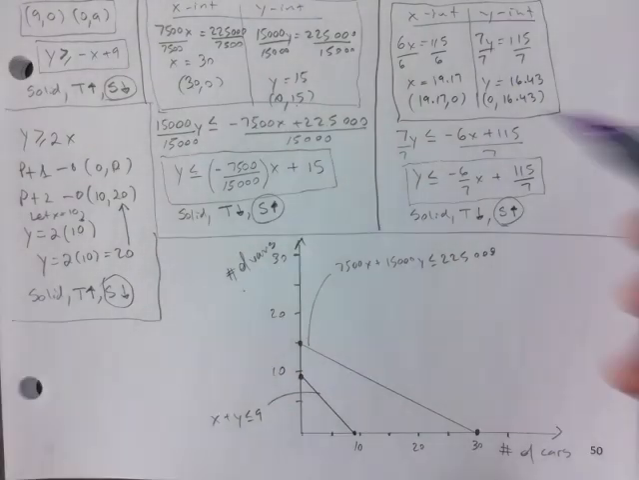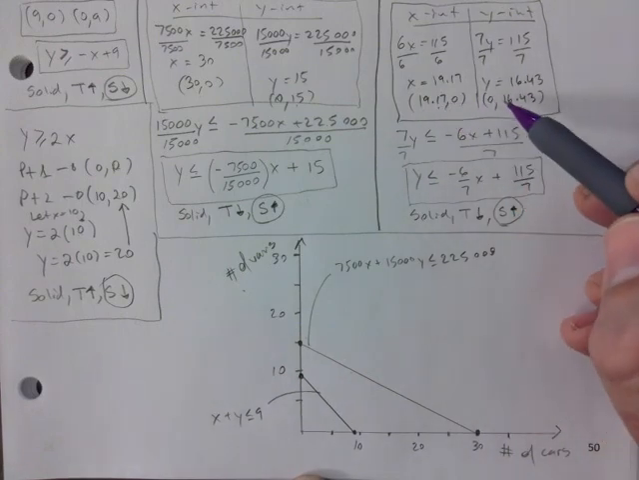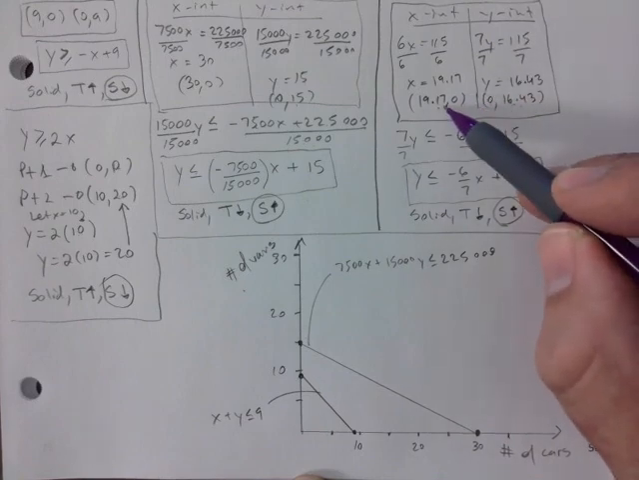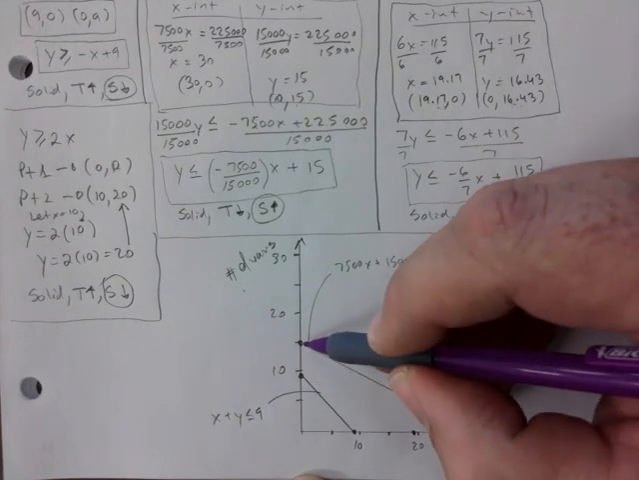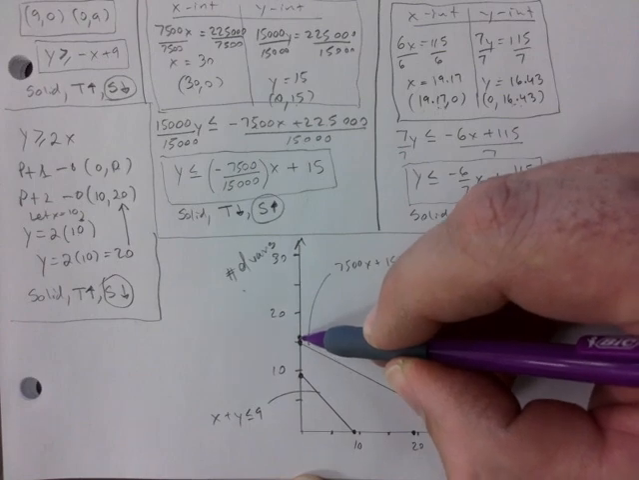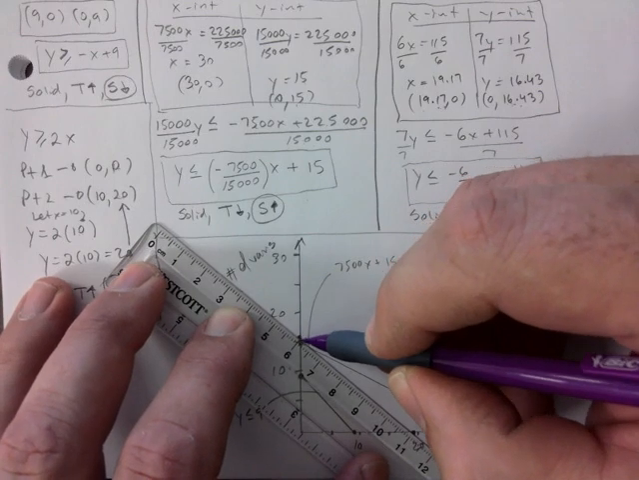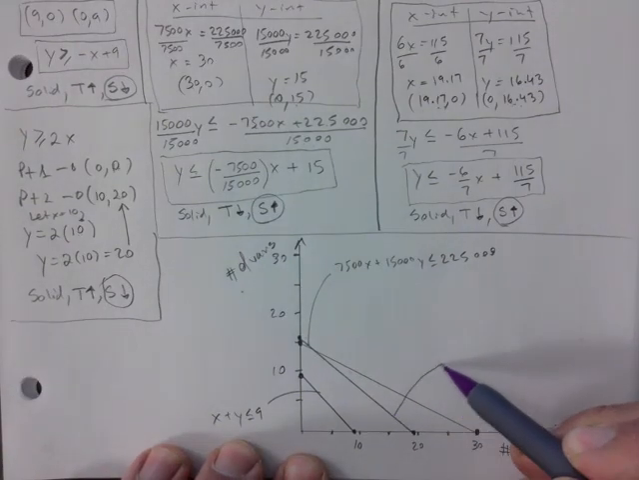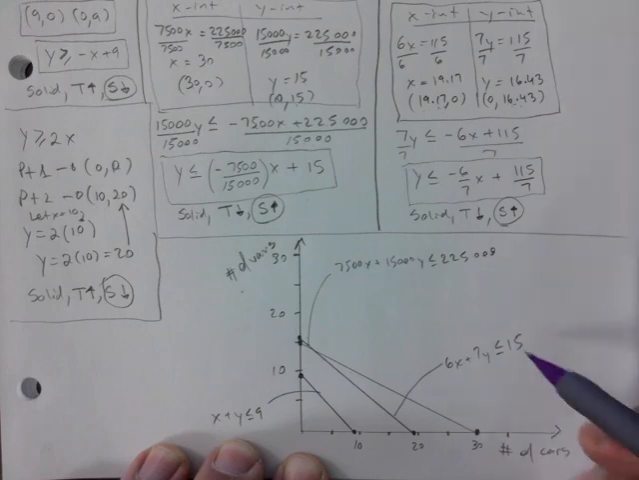The next one is 19.17 and 0.16. Make sure you don't mix these up. This is your y-intercept. This is the x-intercept. So this should be very close to 20 here. And then 16 is right about there. Just have to be careful. Okay. Let's label this one. That one is 6x plus 7y is less than or equal to 115.